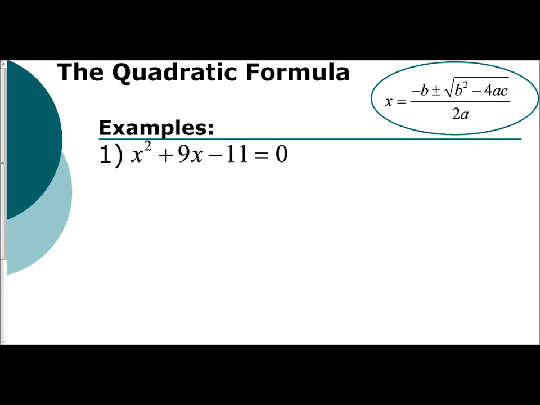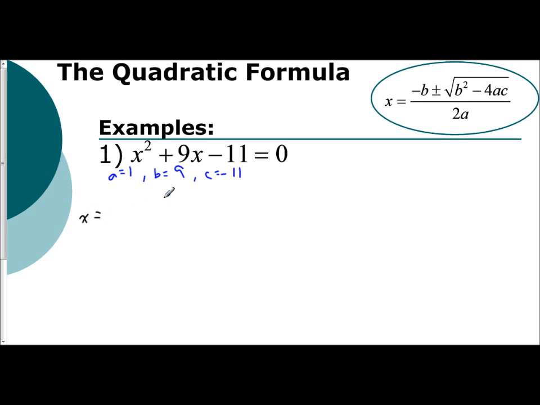In this video lesson, we're going to look at a few examples with quadratic equations and solving using the quadratic formula. So the first example, x squared plus 9x minus 11 equals 0. We are going to use the quadratic formula, so let's identify our a, b, and c values. Your a is 1, your b is 9, and your c is negative 11. And so now we can jump right to our quadratic formula.